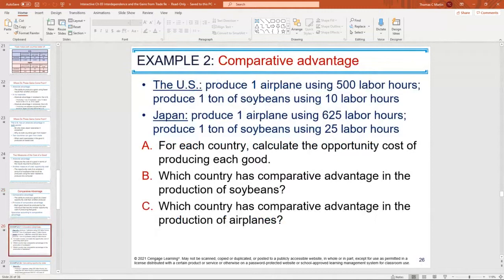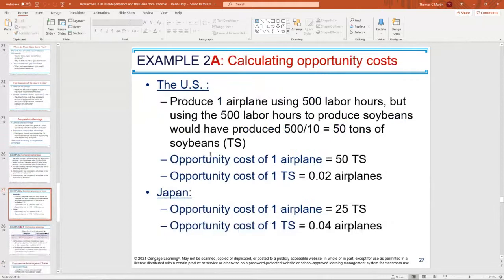The U.S. can produce one airplane with 500 hours of labor. They can produce one ton of soybeans with 10 hours of labor. So now what we're going to do, since we're dealing with the same products from two different countries, we're going to look at what their opportunity cost is from producing one product to the next. If we produce one airplane and use 500 hours to produce soybeans, we can produce 500 over 10, 50 tons of soybeans. So the opportunity cost for one airplane is 50 tons of soybeans. And vice versa. The opportunity cost for one ton of soybeans is 0.02 airplanes.